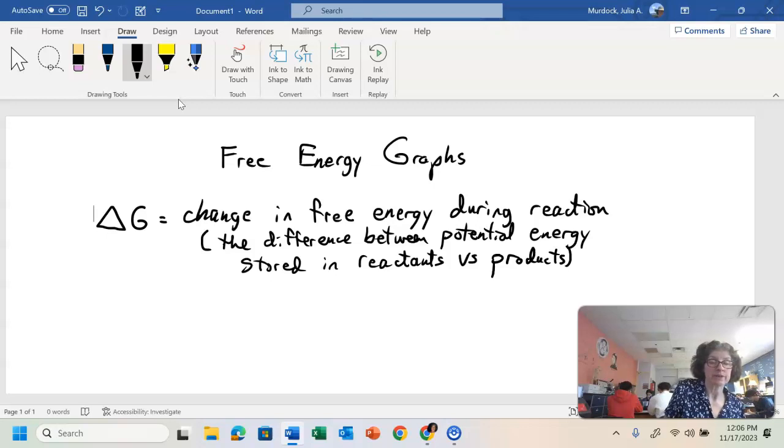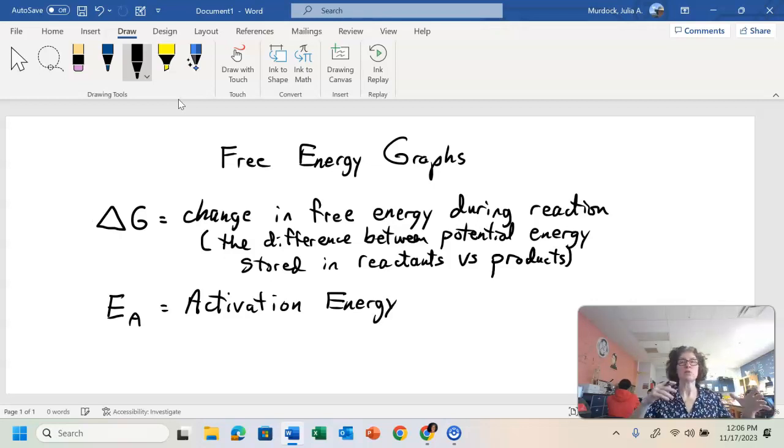in the products. Another thing that you'll see is something called E sub A, which is the symbol used for activation energy. Activation energy is the energy needed by the reactants to get the reaction started. And it's different from reaction to reaction, depending on whether the reaction's going uphill or downhill and how complicated the changes are.